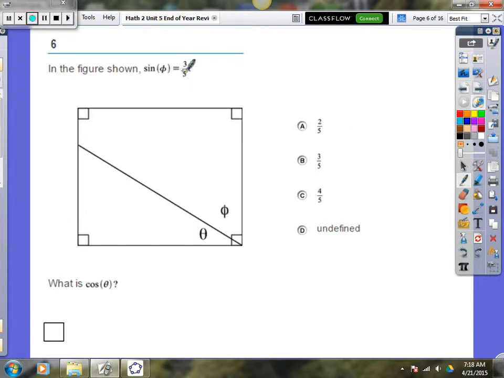Okay, 6 is kind of tricky. So this guy right here is phi. It's a letter from the Greek alphabet, and it's right here. This is where you need to look. So sine, you've got to remember the trig, SOH CAH TOA. So sine, this 3 must be the opposite, and the 5 must be the hypotenuse.